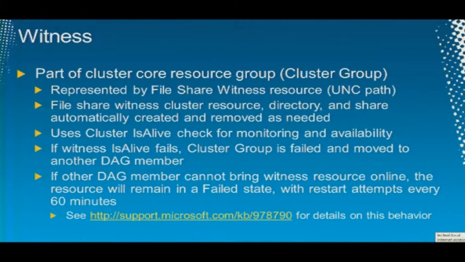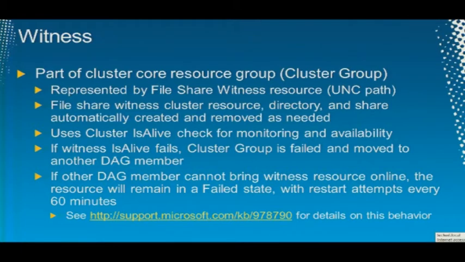Now, because this is a cluster resource, the cluster is responsible for checking whether or not it's available. It uses what we call the isAlive APIs. These are cluster APIs that are kind of a ping on the file share. If it can get to the file share, life is good. It's alive, and I can go on and keep my monitoring going. If it fails that isAlive check, that's when the cluster service takes automatic corrective action for us. One of the first things it'll try to do is restart it on the node where it thinks it is. If it can't bring that witness resource back online, then it's going to take that entire cluster group and fail it over to another DAG member and try to have it brought online on that other DAG member.